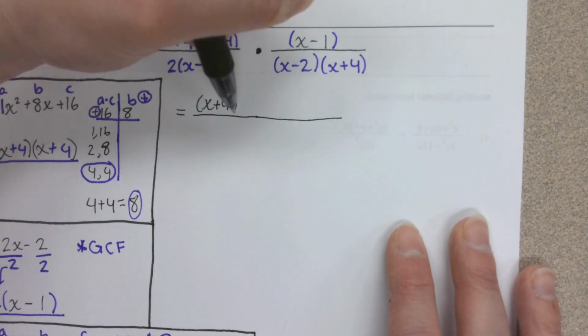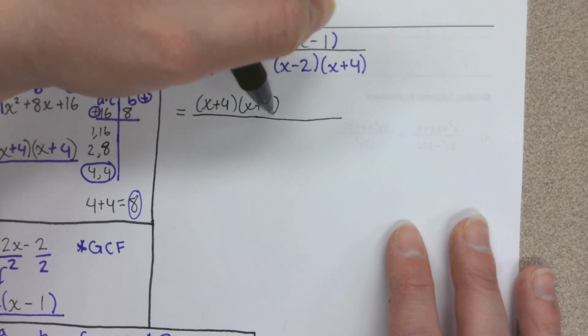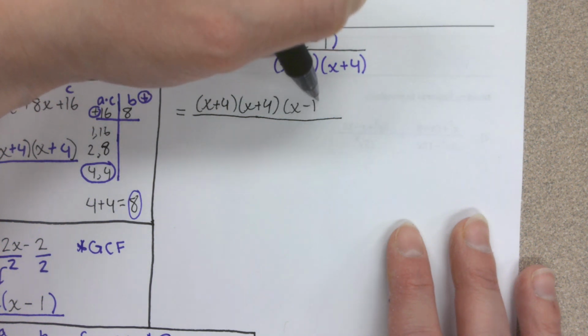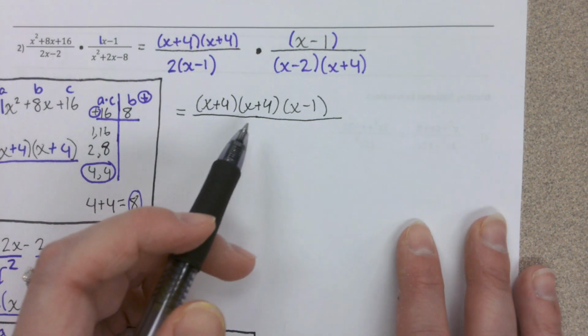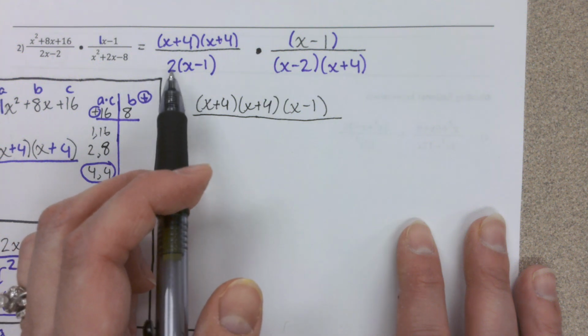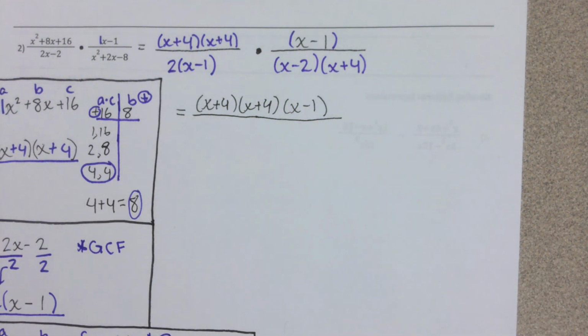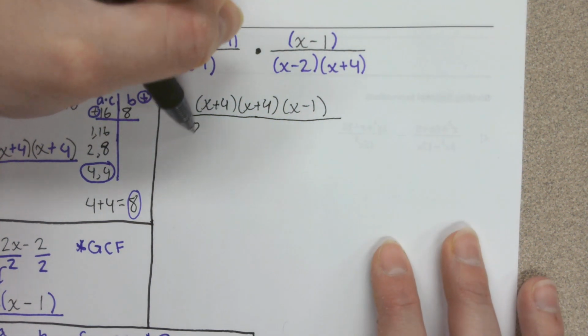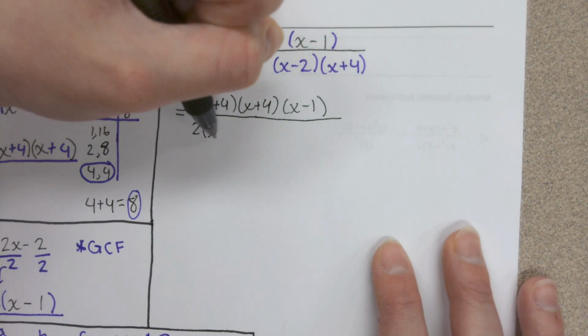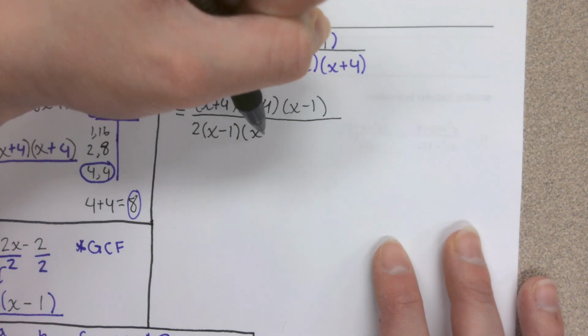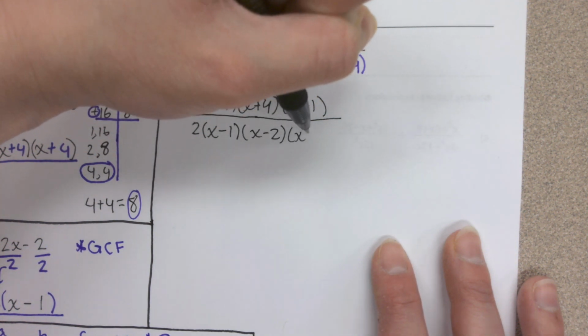X plus 4, x plus 4, x minus 1. On the bottom, same thing. And the 2 is already in front, but I would make sure it's there since it's like a lonely 2. It's a monomial. It will go in front. 2 times x minus 1, x minus 2, x plus 4.